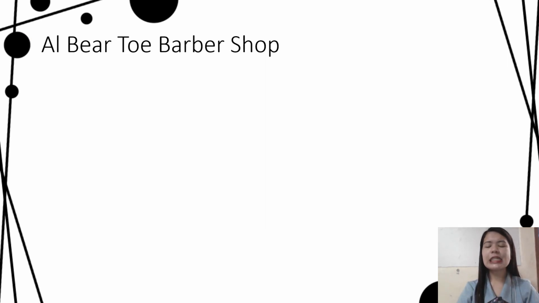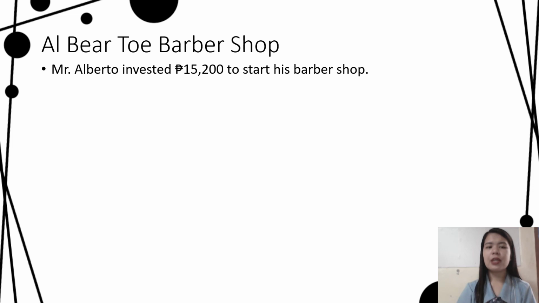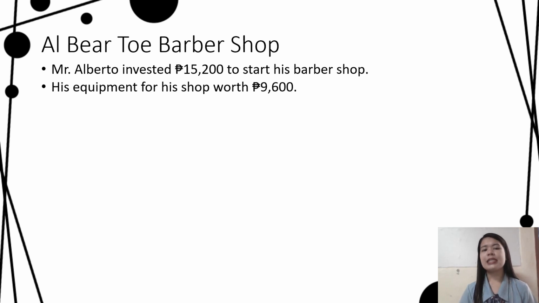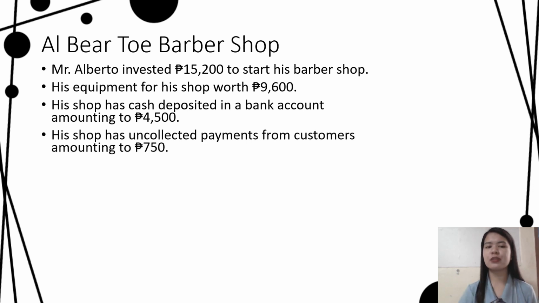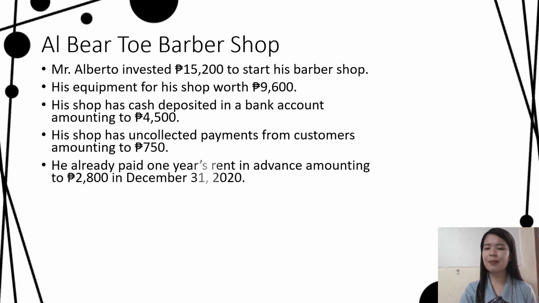For our illustrative example, let us use Alberto Barbershop financial transactions. First one, Mr. Alberto invested 15,200 pesos to start his barbershop. His equipment for his shop is worth 9,600 pesos. His shop has cash deposited in a bank account amounting to 4,500 pesos. Then, his shop has uncollected payments from customers amounting to 750 pesos.